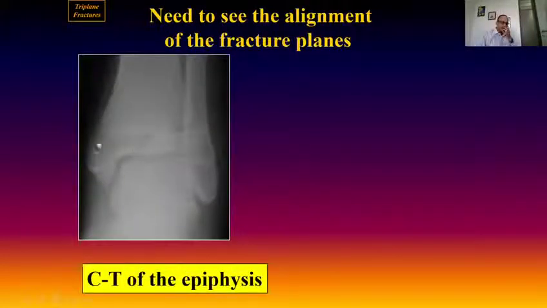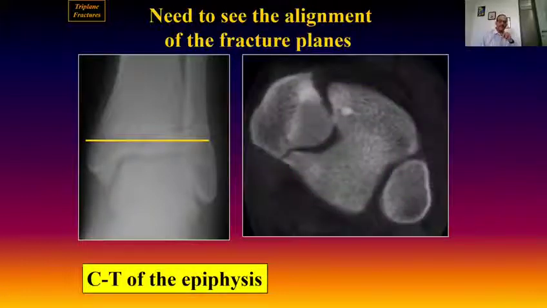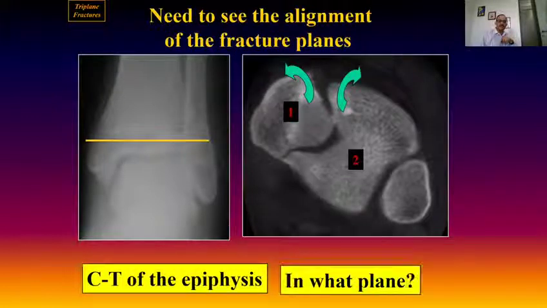So when you get a CT, you get a cut through the epiphysis and through the metaphysis. Let me show you those. So the cut through the epiphysis will show you a sagittal fracture plane with two fragments rotated outwards. That's fragment 1 and fragment 2. Okay, but the fracture line is in the sagittal plane, right?